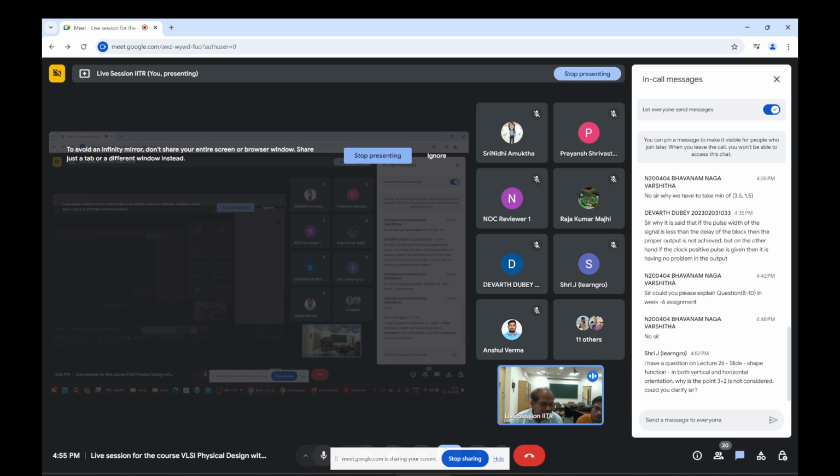I have a question on lecture 26, slide shape function in both horizontal and vertical orientation. Why is the point 3 plus 2 not considered? Could you clarify? Okay, I think it is easy. What is lecture 26?